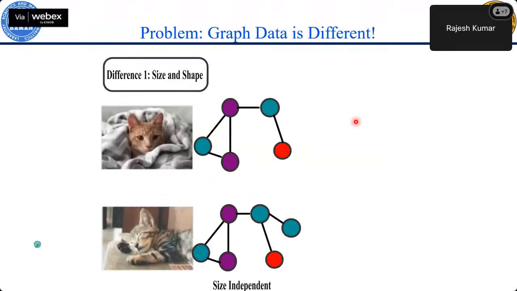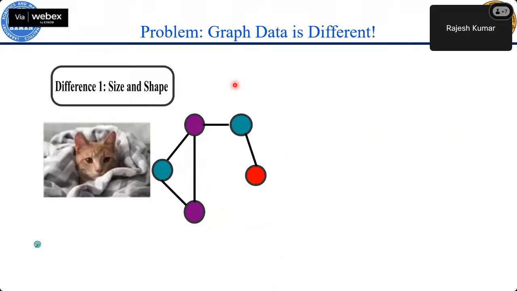Okay, so this is the first thing. In CNN, if I'm developing a model, the size and the shape has to be fixed. So you have to do that pre-processing. Okay, this is independent of it. We don't need any kind of doing those things there.